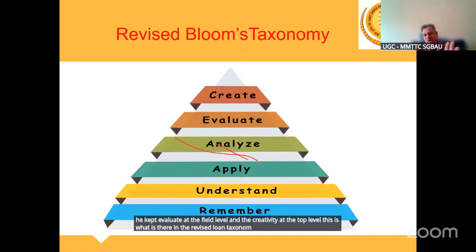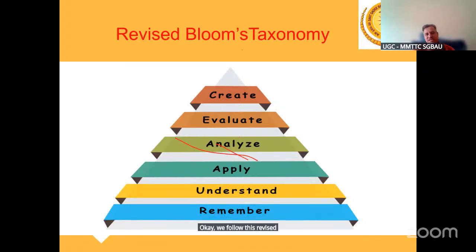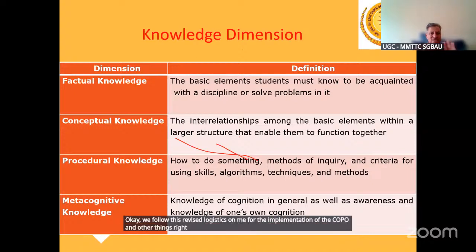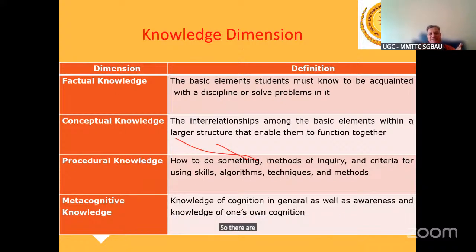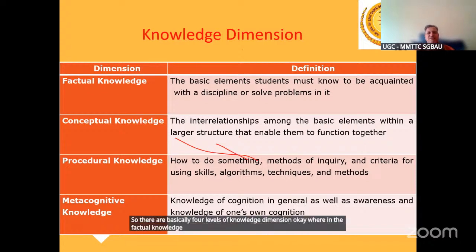And if you look at NBA, NAC and all, we follow this revised Bloom's taxonomy for the implementation of the CO-PO and other things. What is the knowledge dimension? If you look at the left hand side, you have factual knowledge, conceptual knowledge, procedural knowledge, and metacognitive knowledge. So there are basically 4 levels of knowledge dimension, wherein factual knowledge is nothing but the basic elements a student must know, which is the lowest level.